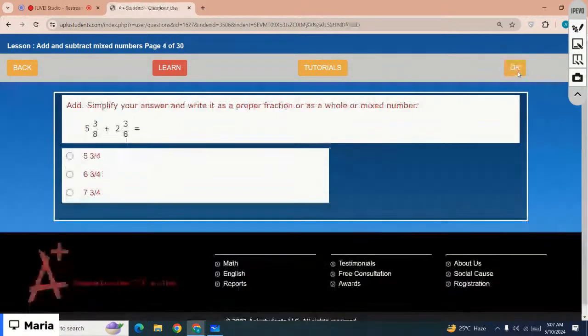Okay, the next one is 5 whole 3 by 8 minus 2 whole 3 by 8. So which is the correct option?